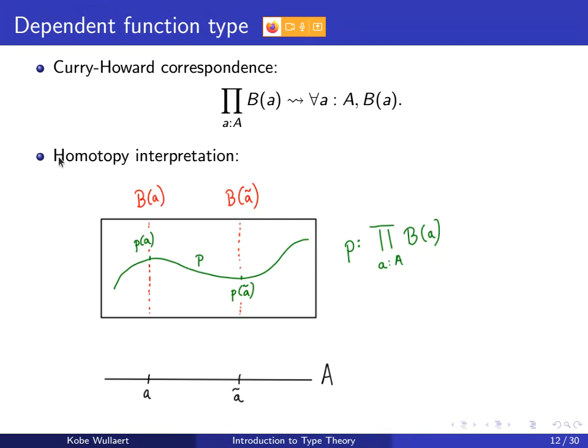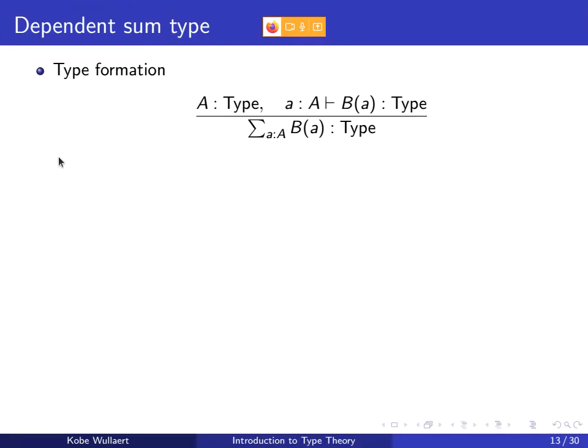Now there is of course the natural question: how could we interpret the existential quantifier, in a sense? And also, of course, if you have such a fibration, what would be the total space? And this is the dependent sum type. The dependent sum type is like, let's say, the disjoint union of types, or sets.